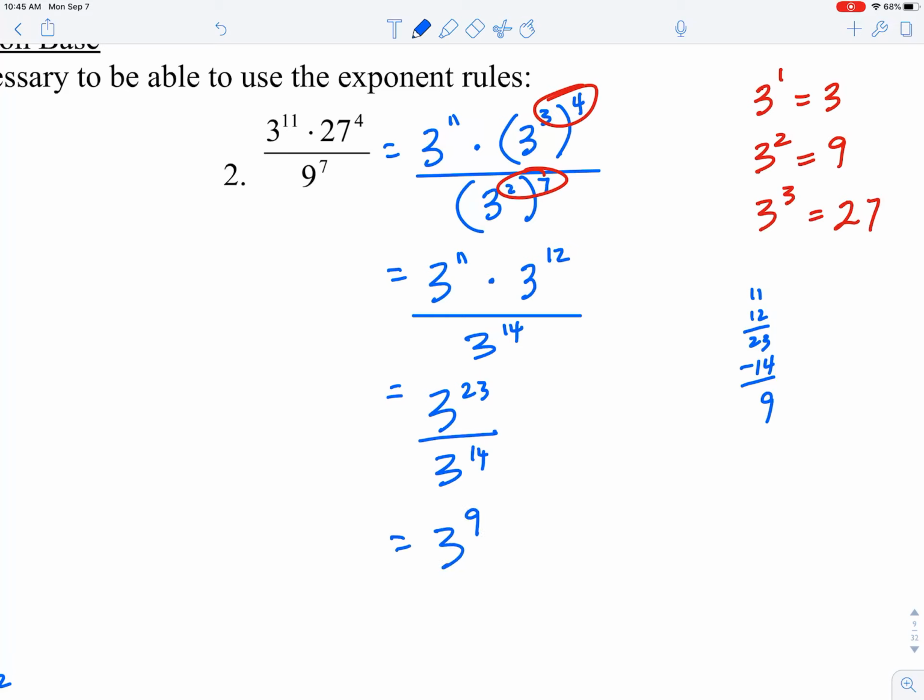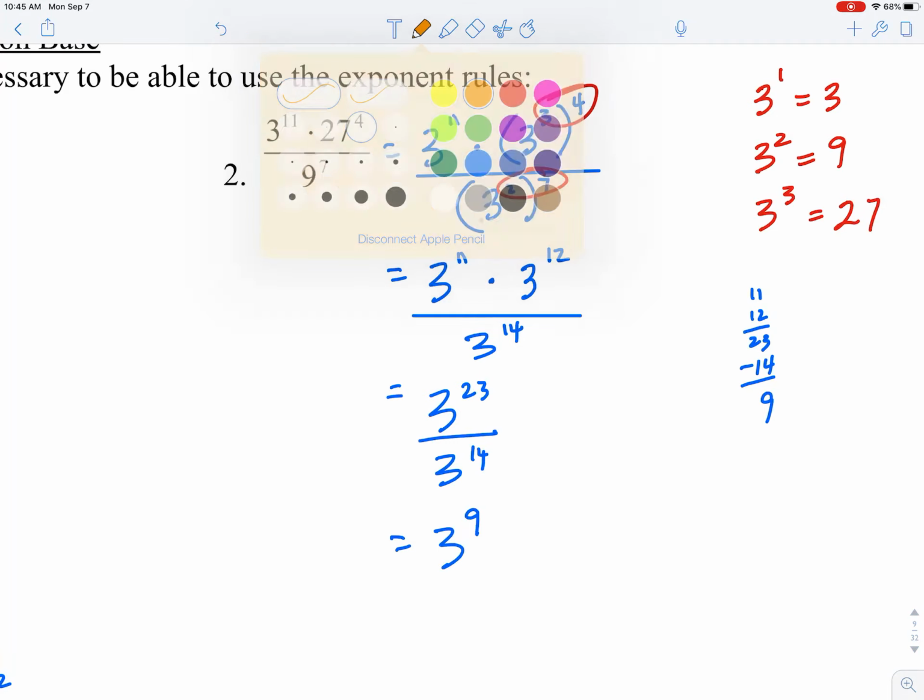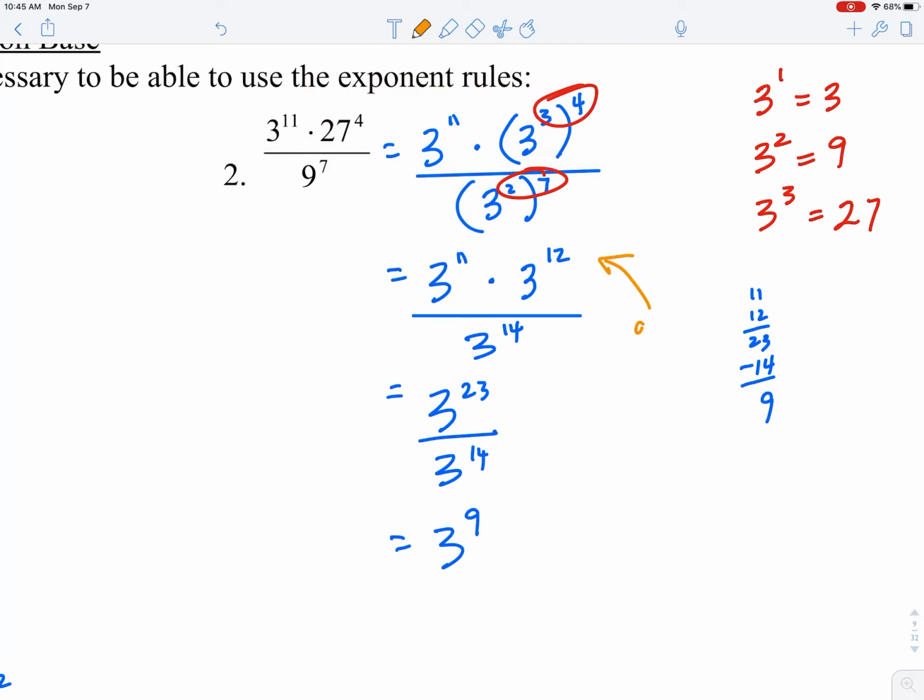So I did this one without showing the in-between steps, and that's fine. But here we're going to subtract the exponents. Add the exponents, add the exponents. And here we're going to subtract the exponents.